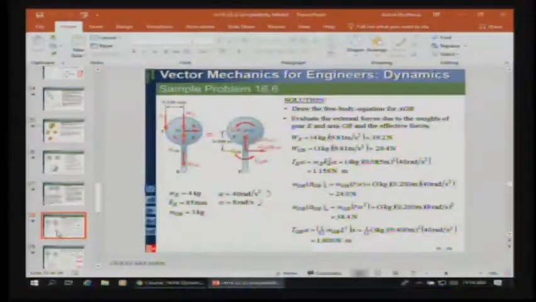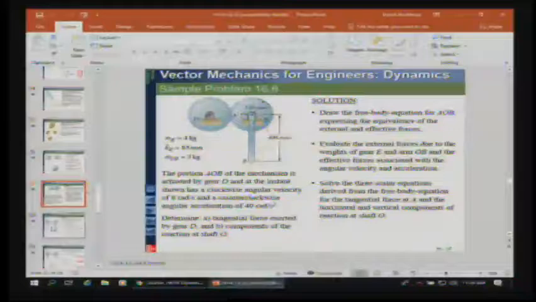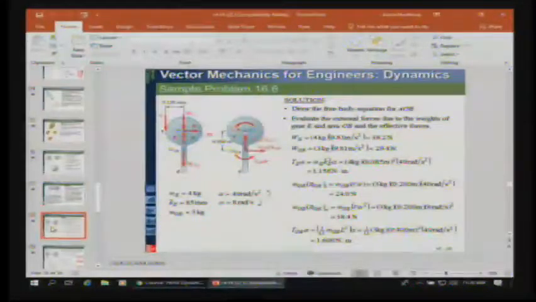So the first thing we do is we break out that second gear, AOB. It's not really a full gear, it's a gear with a bar on it. And we're going to do the free body diagram. So we have a weight, and we have some kind of a weight of the bar. So we're talking about the weight of the gear.